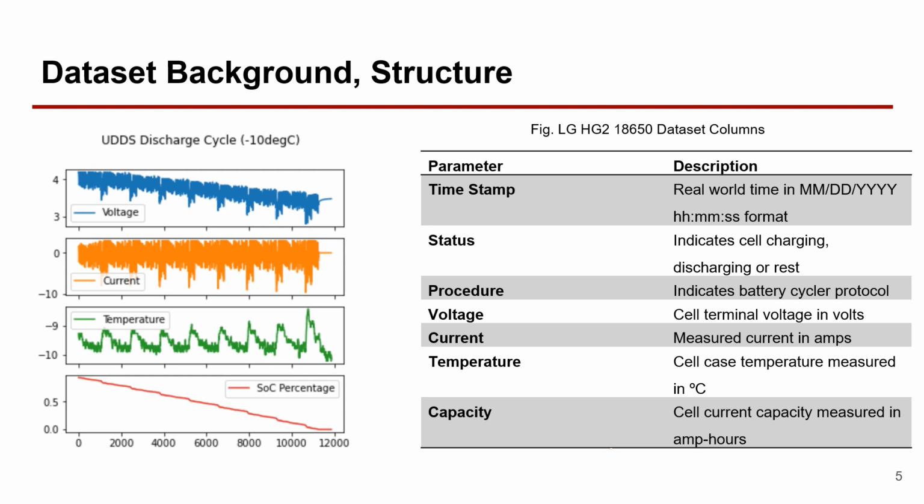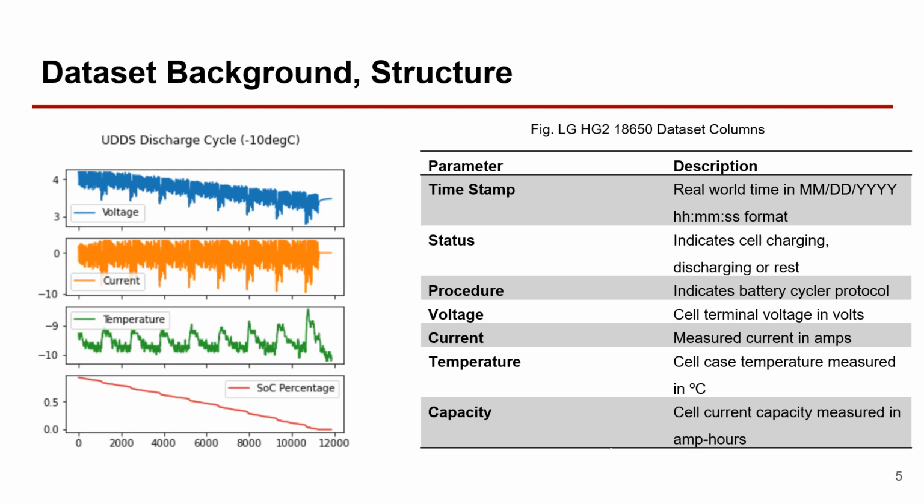They simulate a variety of drive cycles such as the UDDS, LA92, US06, and a mixed cycle that combines all of these randomly. As you can see in the figure on the left, it shows the UDDS discharge cycle at minus 10 degrees Celsius, and you can see how the voltage decreases over time, and you can also observe the current, the temperature, and the state of charge of the battery.